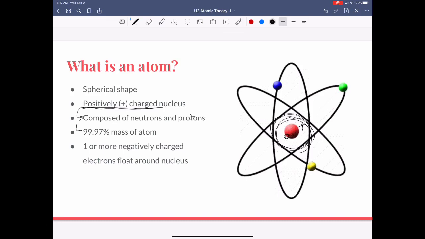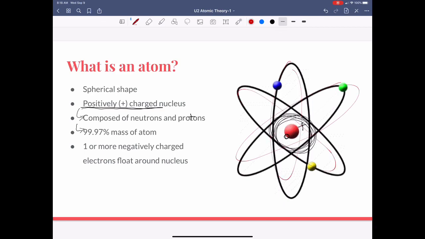99.97% of your mass comes from the nucleus. That's where all the mass is made up of. So your neutrons and your protons have some mass to them. And then when we look on the outside, you've got your electrons flying around. All right, they're floating around in the electron cloud.